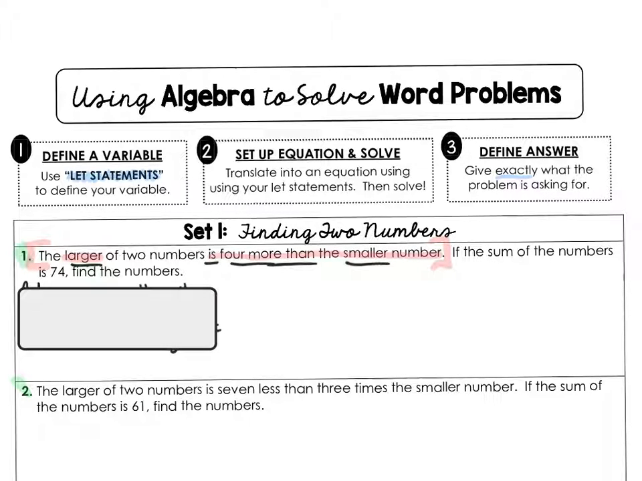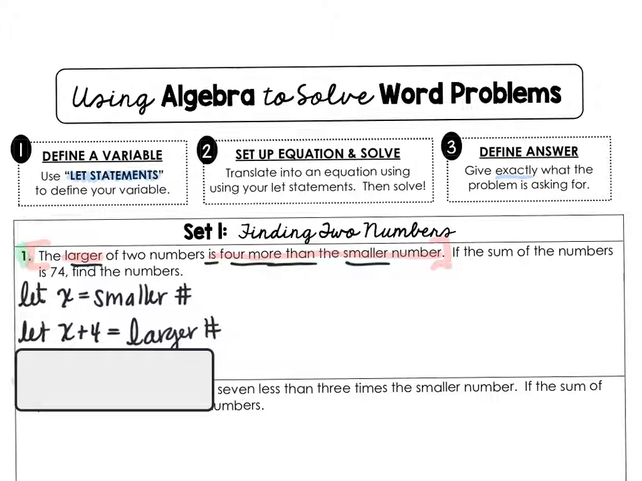So we have a larger and a smaller, which means I'm going to need two let statements, one for each unknown. So I'm going to let x represent my smaller number and x plus 4 represent my larger number, because the larger was 4 more than the smaller. So I put it all in terms of x.